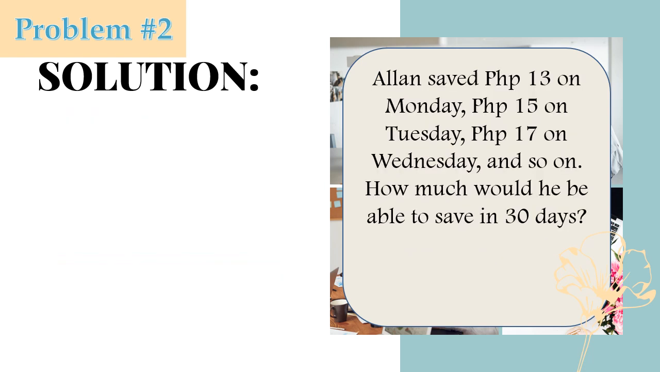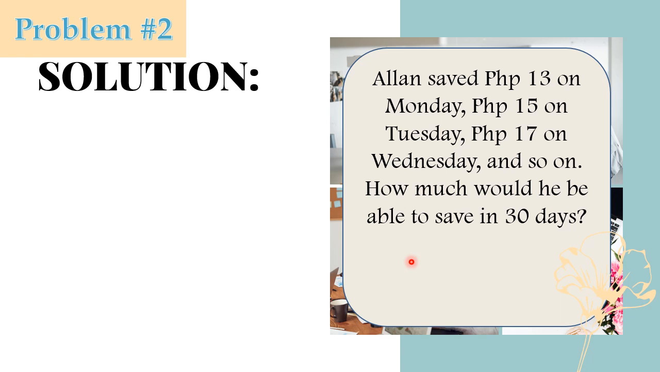Okay, so next problem. Alan saved 13 pesos on Monday, 15 pesos on Tuesday, 17 pesos on Wednesday, and so on. How much would he be able to save in 30 days? So again, you are going to analyze the given problem so that you will be able to identify which concept is being involved in the problem. Here, based on the given sequence, we have 13, 15, 17, and so on. As you can see, a common difference exists here. So this is an application of either arithmetic sequence or arithmetic series.